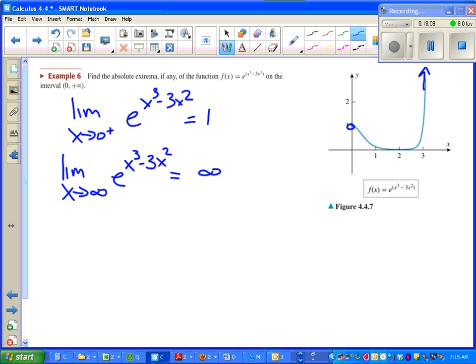Now we're going to look for any critical numbers to find out places where the slope of this might be 0. I can tell we're not going to have an absolute maximum. We should know that because the arrow's pointing up on the far right, so it's going to get bigger and bigger. No absolute maximum. We might have an absolute minimum. The way we find that is we look for critical numbers.